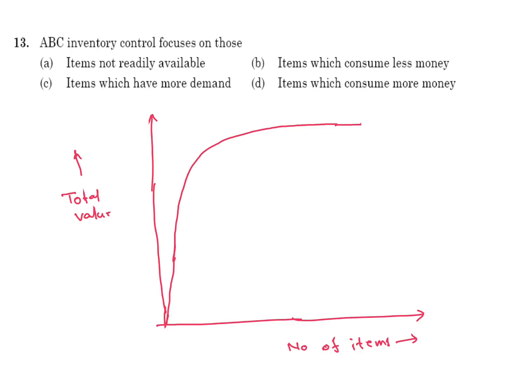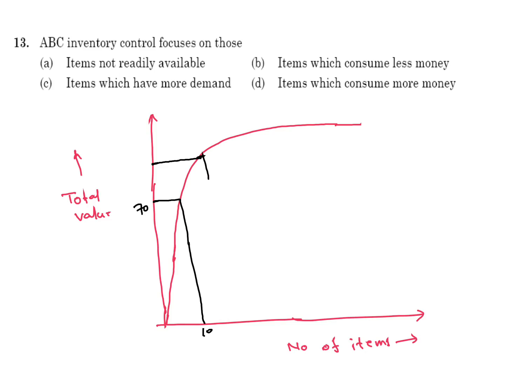ABC inventory control focuses on those. ABC inventory control, its graph will come like this. Total value versus number of items. For A items, you will get value around 70% and number of items around 10%. Value is maximum and number is minimum. Here you will get in between.